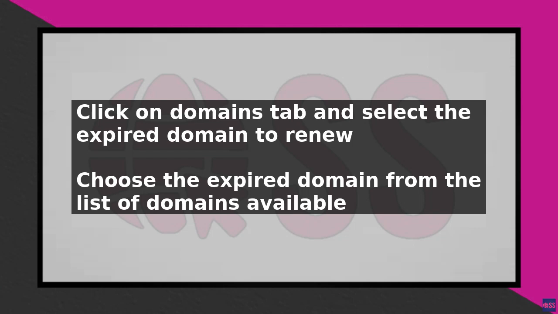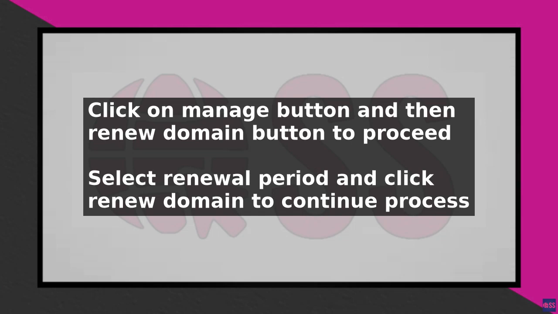You will be taken to the payment page where you can enter your payment details and complete the renewal process. After completing the payment, your domain will be renewed and the new expiration date will be updated. It may take a few minutes for the changes to take effect.